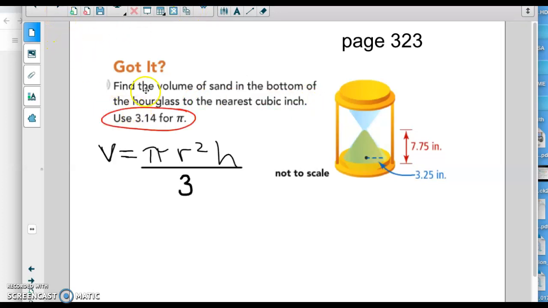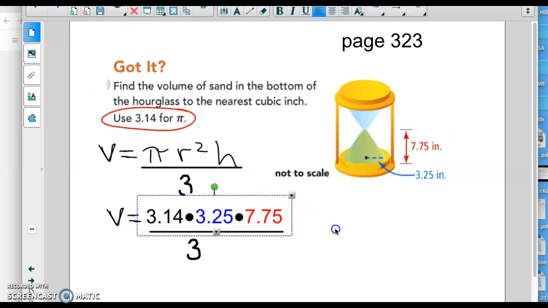We also want to point out we're using 3.14 for pi this time. So let's recall our formula. We have V equals pi r squared h, so it's the same as a cylinder except we divide it by 3. In this case, my r is 3.25, my h is 7.75. So I'm going to input that into my formula.